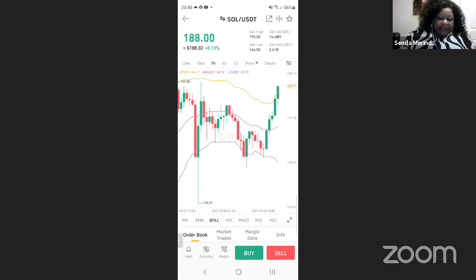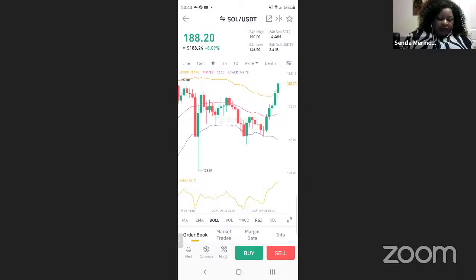And then the RSI. The RSI is the relative strength index. If you click on it, the orange one has come up. Can you see?